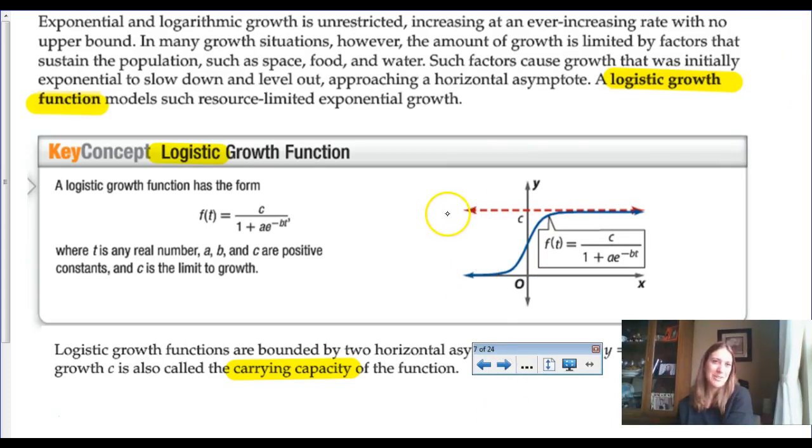All right, so now let's talk about something that's a little new. We can talk about logistic growth today.